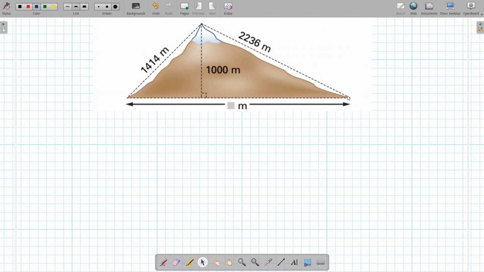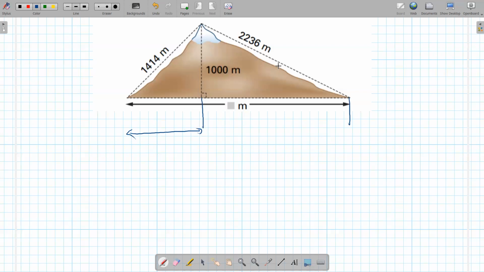Is there a reason there's 1,000 in the middle, like the height? Yeah, there's a reason, because you're going to use the height. In fact, this is one of those questions where you have to split it apart into two different triangles. What you need to do is first find this distance from the triangle on the right, and then find this distance from the triangle on the left. And then add them, and you'd get the total distance.